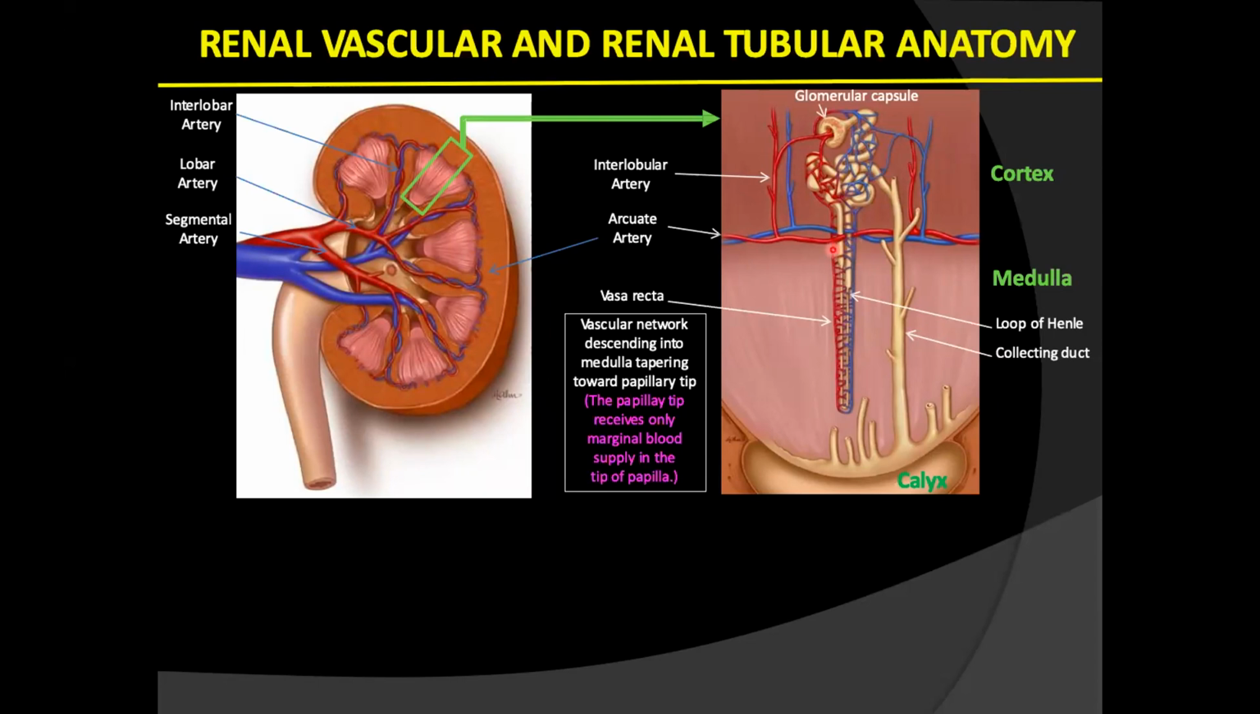Whereas the renal medulla has the vasa recta, which is a capillary plexus descending into the medulla. It is quite dense in the proximal medulla, but it is less dense and contains fewer vessels as we go into the inner medulla, tapering towards the papillary tip. The important point to note is that the papillary tip receives only marginal blood supply, and therefore the tips of the papillae are very vulnerable to ischemic necrosis, or papillary necrosis.